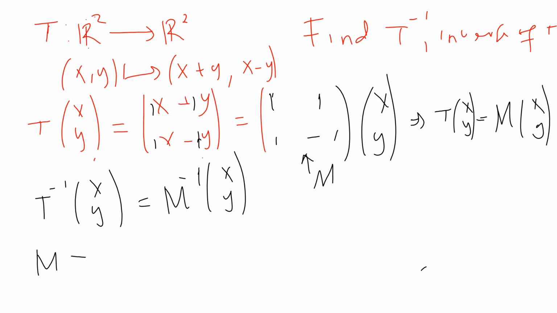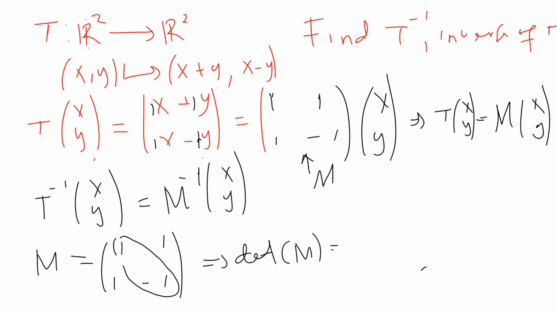So if M is equal to [1, 1; 1, -1], it means that the determinant of M is equal to the product of the elements in the leading diagonal minus the product of the elements in the non-leading diagonal. So it is 1 times negative 1 minus 1 times 1, which will give us minus 1 minus 1, which is minus 2.